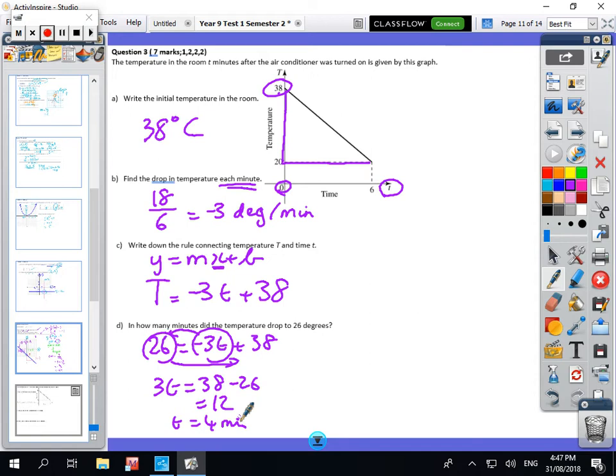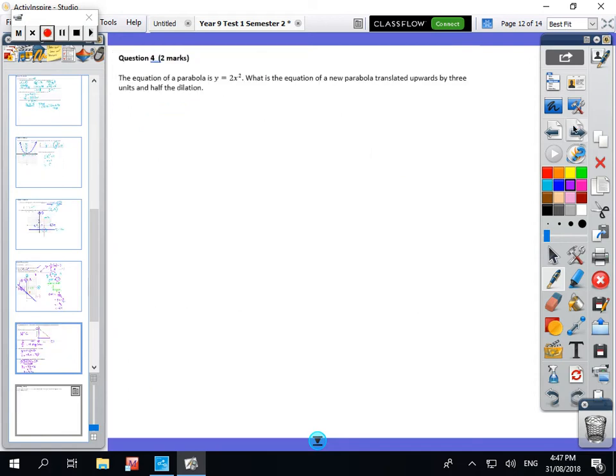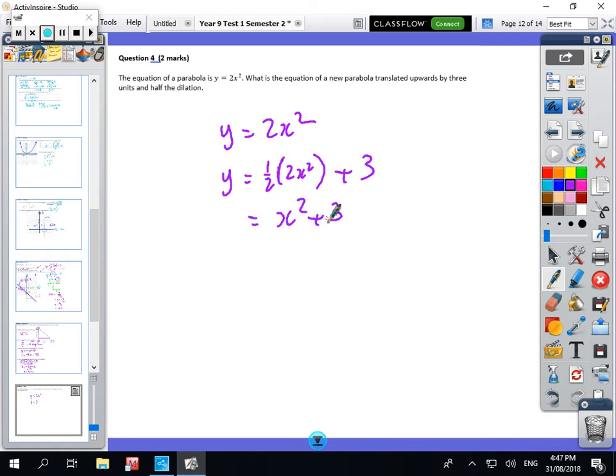Right, next question. The equation of a parabola is 2x squared. What's the equation if we translate upward by 3 and half the dilation? Well, if we start with 2x squared, we have half the dilation, and then move it up 3. So the answer is just x squared plus 3.